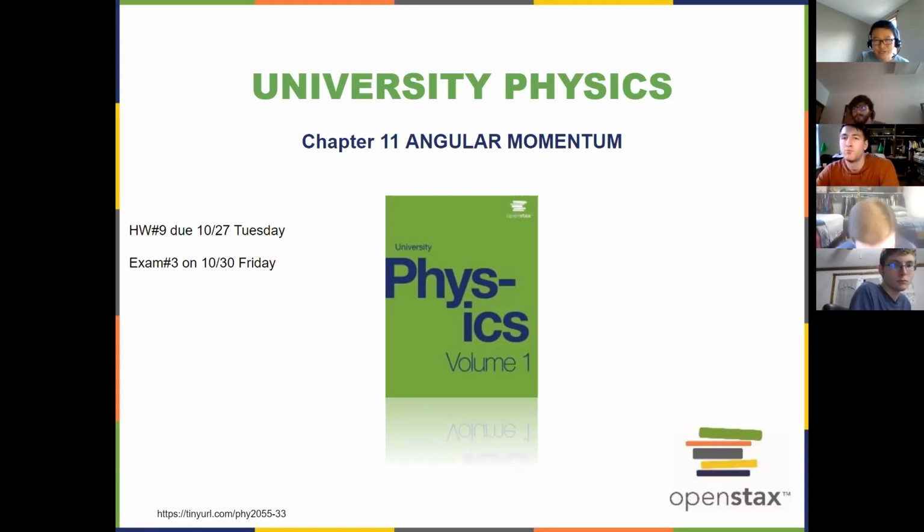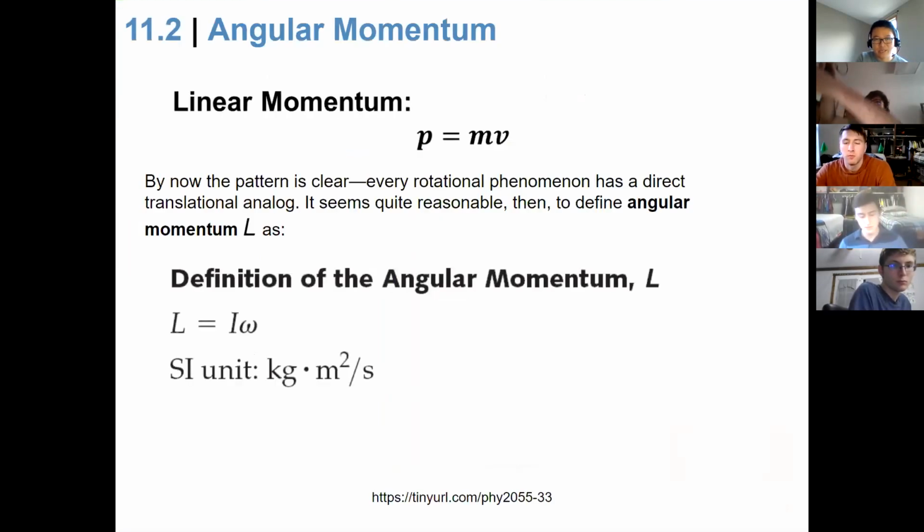So today we are going to check the remainder of chapter 11. We'll start with the second section in chapter 11, angular momentum. This is again kind of the analog to what we learned in linear motion. So we'll start with a comparison of the angular momentum to linear momentum.